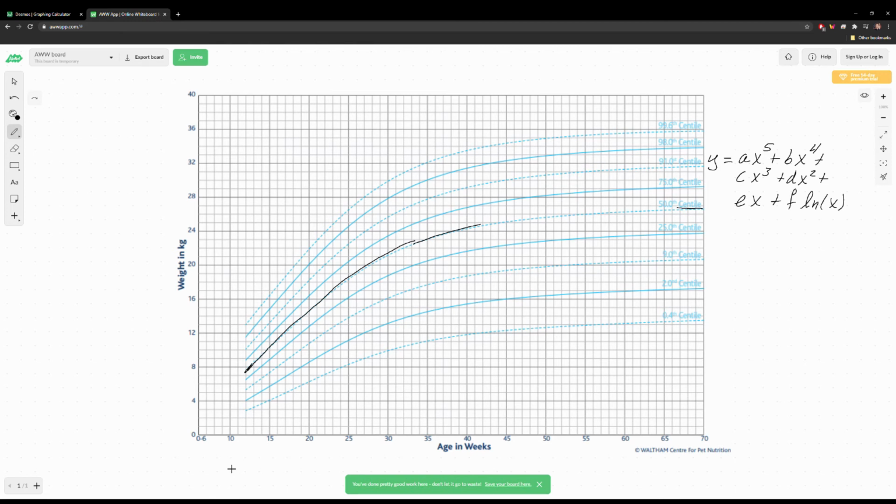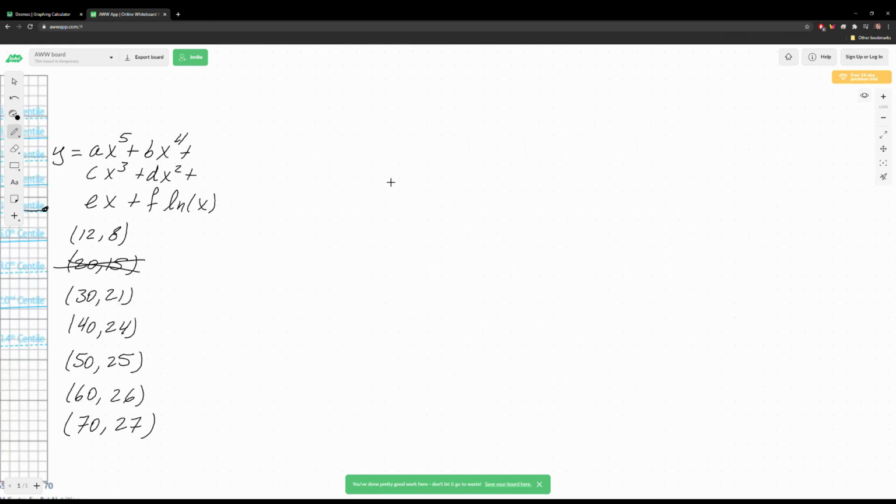With those 6 variables, now I need to find 6 points. So here we have 7 different points, and we need to use 6 of them. The point that I'll cut out is 2015. So now we need to turn all of those into a matrix. So the first equation that we have will be 8 equals a times 12 to the 5th plus b times 12 to the 4th plus c times 12 cubed plus d times 12 squared plus e times 12 plus f times natural log of 12. Using that same formula, we can find all the other equations.